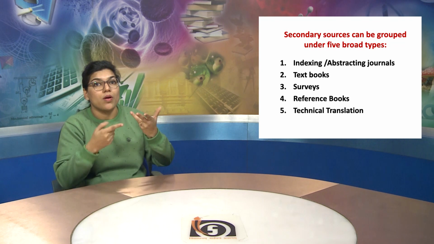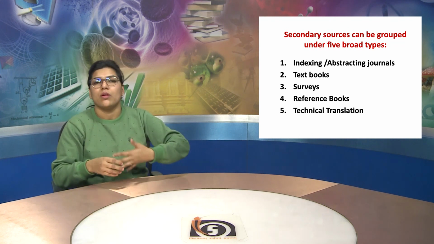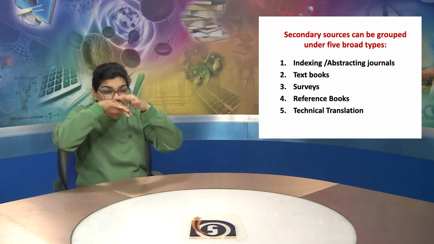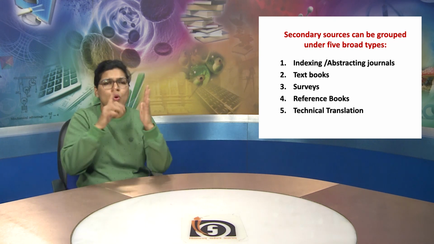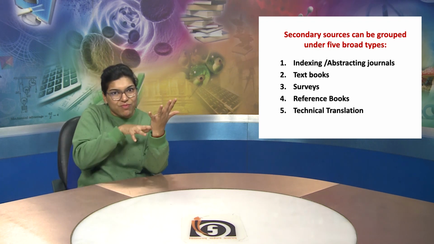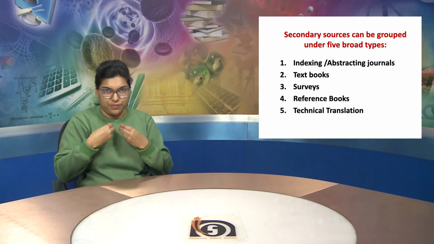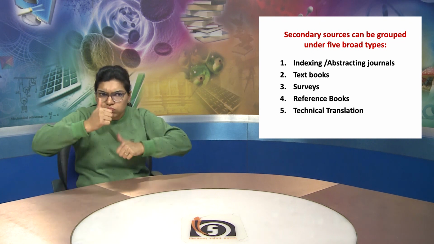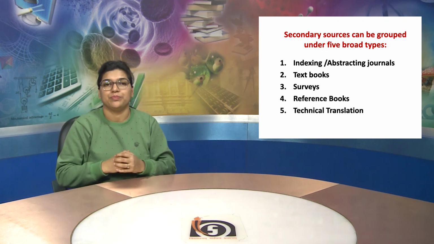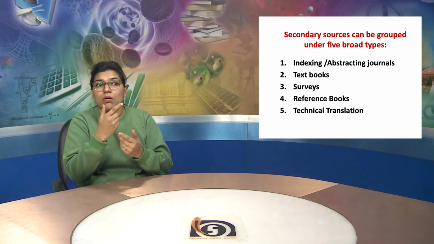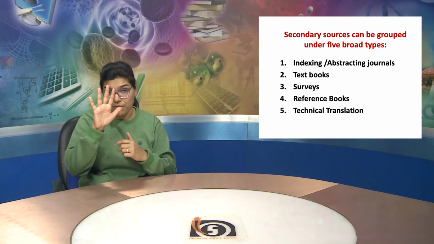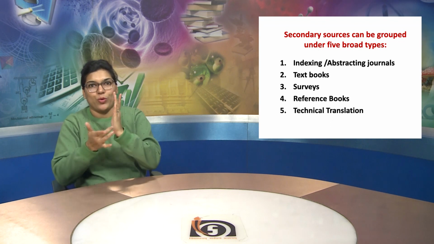Secondary sources can be grouped under 5 broad types. These are: point 1, indexing or abstracting journals. Point 2, textbooks. Point 3, surveys. Point 4, reference books. Point 5, technical translation.